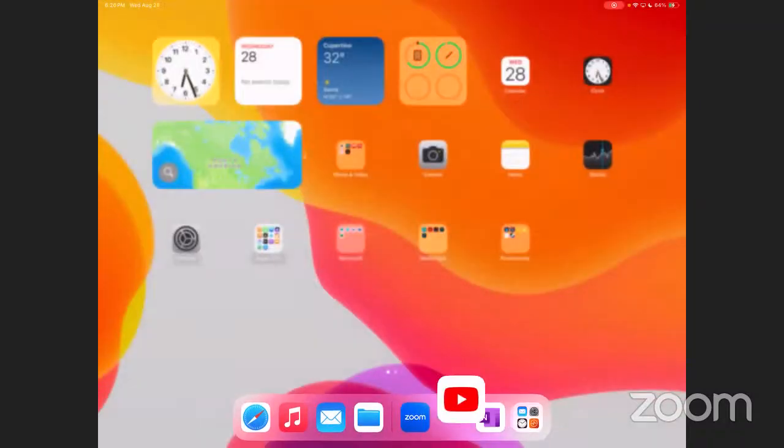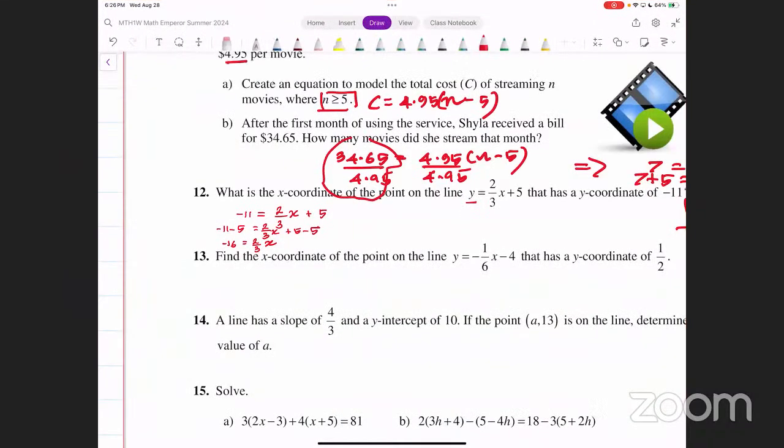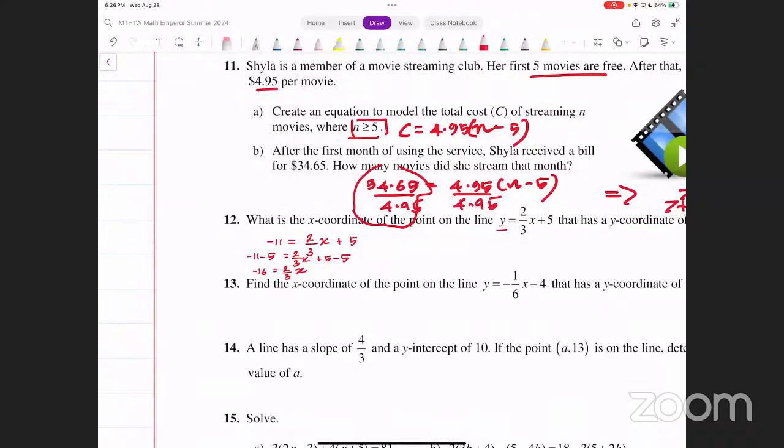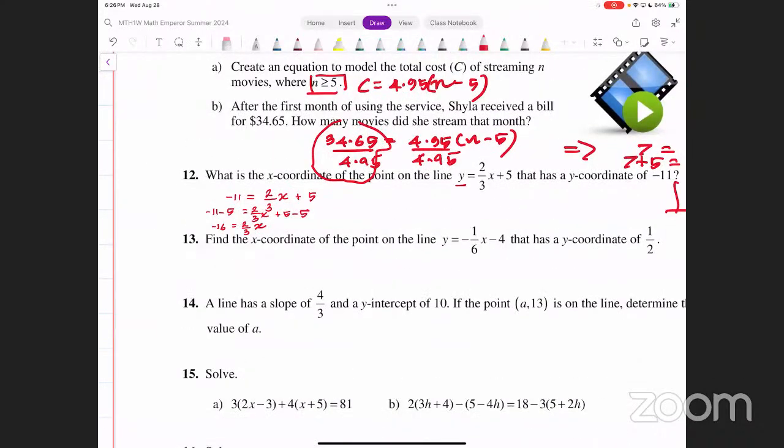All right, so where we are in here. So we need to solve for it. Now, do we have a fraction? Do we have a fraction in the equation?